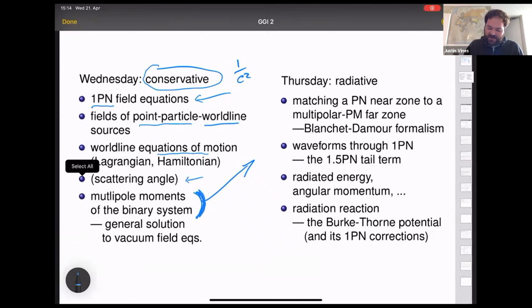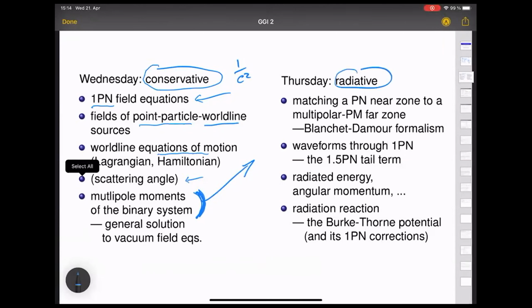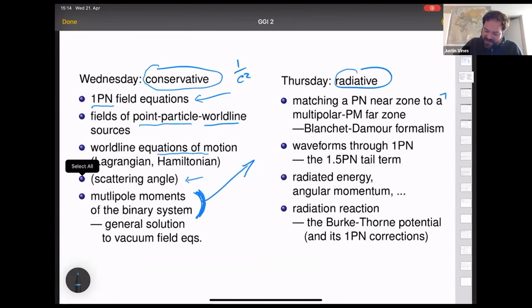We talk about radiative dynamics, and this important process of matching a post-Newtonian near zone to a multipolar post-Minkowskian far zone, following this very well worked out Blanchet-Damour formalism, and talk about the waveforms that would be measured at infinity.